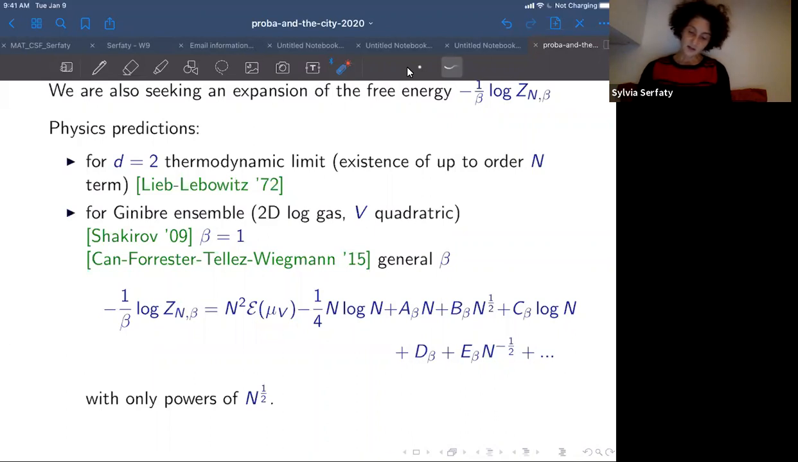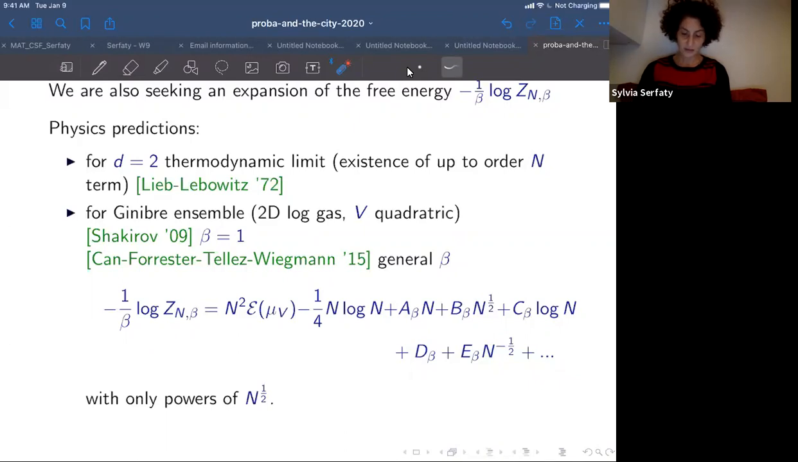Then there is an n log n term that, because we're in dimension 2, is very specific to the logarithmic interaction. You should get an n log n term, also not very hard to guess and to prove. And then there should be an order n term with a coefficient depending on beta. And in fact, what we can access now is this thing. We can describe this coefficient. I will show that to you a bit later. But they continue and tell you that after that, there should be a power n to the 1/2, a log n term, an order 1 term, and then some negative powers of n to the 1/2.